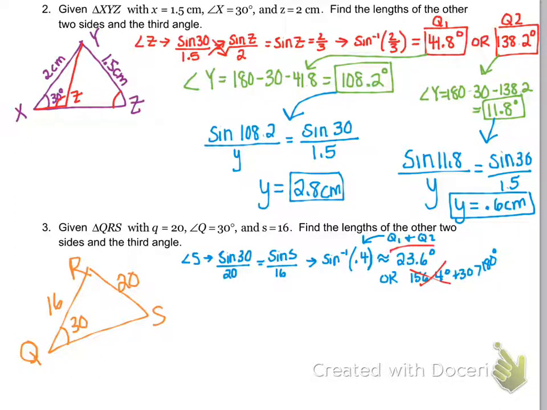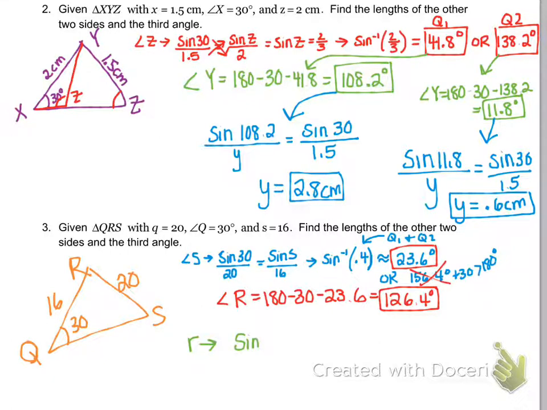So continuing using our 23.6 only, angle R is going to equal 180 minus 30 minus 23.6, which gives us 126.4. And the last thing we're going to do is the law of sines for side R. So we have sine of 126.4 over R equals sine 30 over 20, and again you could have used the other angle, and then R equals about 32.2.